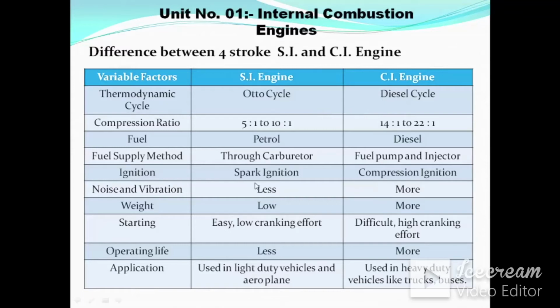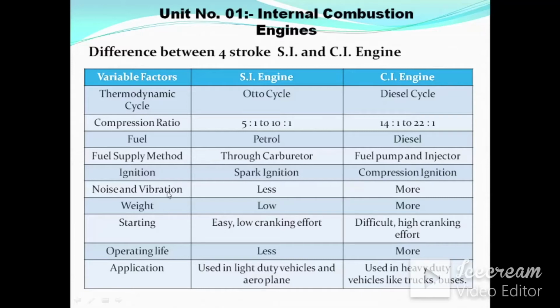Next factor is fuel. The SI engine works on petrol as the fuel and the CI engine works on diesel as the fuel. Next factor is fuel supply method. In the SI engine, the air-fuel mixture is supplied through the carburetor, but in the CI engine, the fuel is supplied by the fuel pump and injector. Next factor is ignition. The name SI indicates spark ignition, meaning a spark plug is necessary. In the CI engine, the name indicates that it is a compression ignition engine.